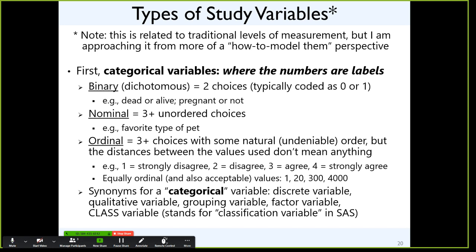Nominal is when you have categories, but there's no obvious order. So favorite type of pet. Now, we might internally think there's a hierarchy because you're either a dog person or a cat person, and people identify that way. But we wouldn't agree on the hierarchy. Favorite type of ice cream, for instance.